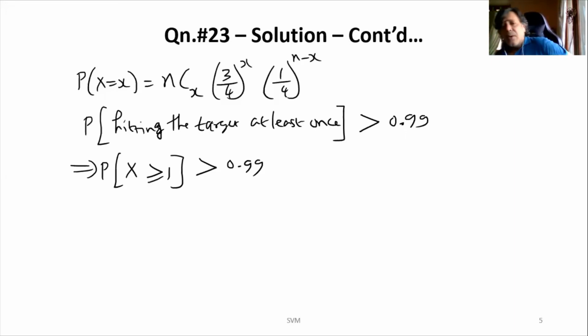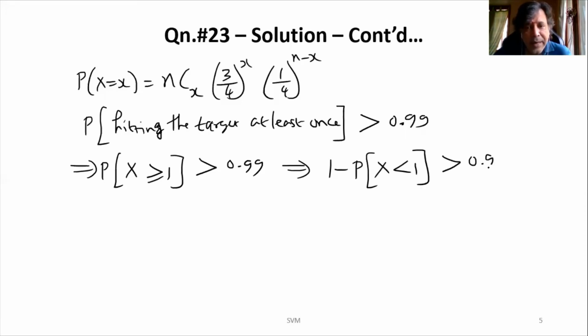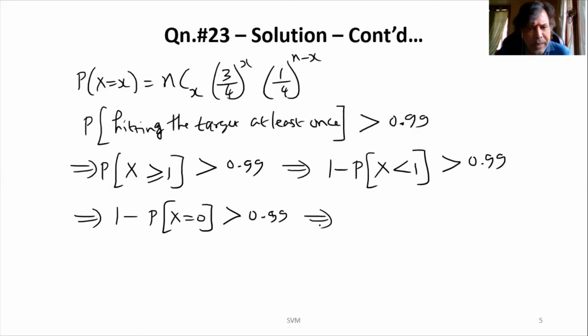Now, how do I take a complement of this? The complement of this will be 1 minus the probability, because I don't know what the n value is. I don't know how long I will go. That is the reason I'm going for the complement of it. So 1 minus the probability of X less than 1 is greater than 0.99. Now, when it is less than 1, that means 1 is excluded. So you have only X equal to 0. Now I can rewrite this as 1 minus, what is the probability of X equal to 0?